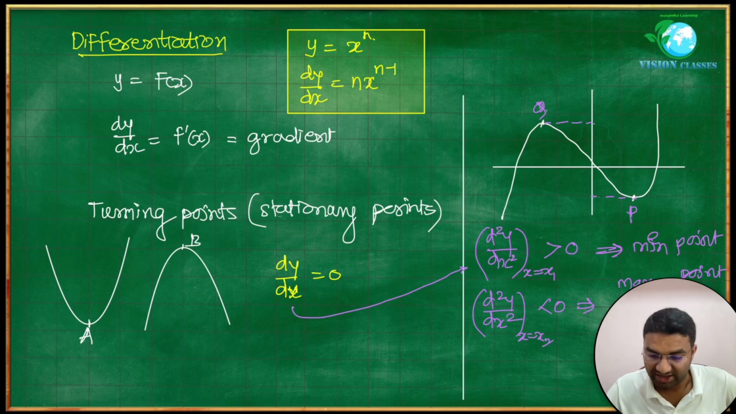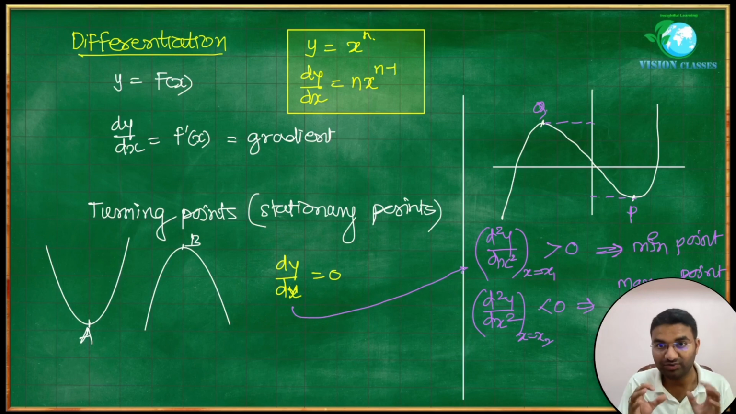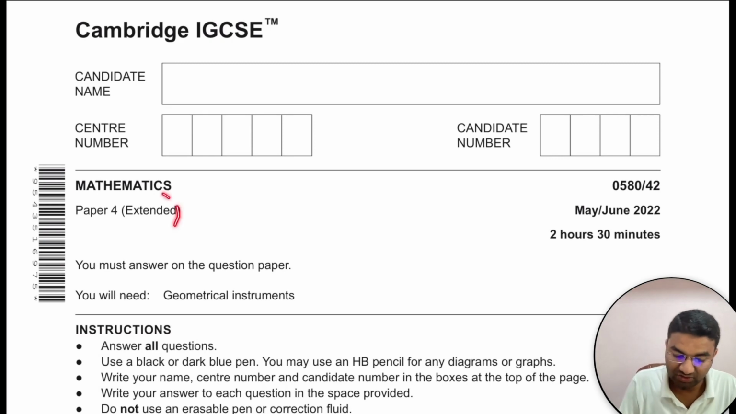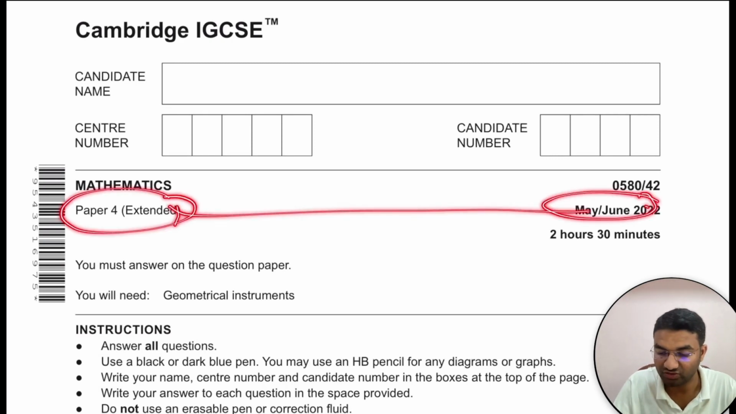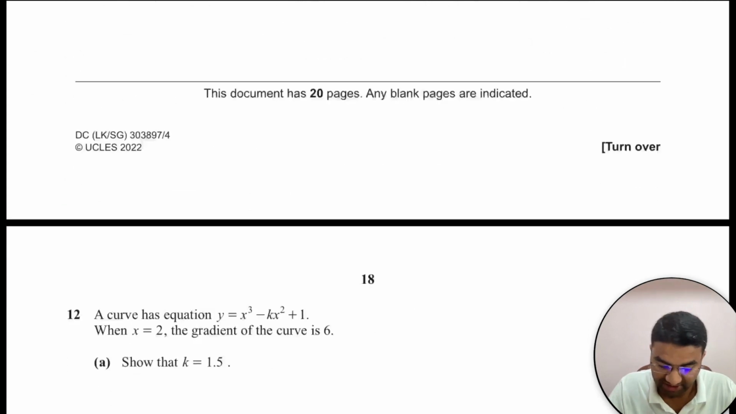I hope you understood this theory part. We will now discuss past year paper questions. Here we have a paper 4 question from May-June 2022. Look at the nature of this question.